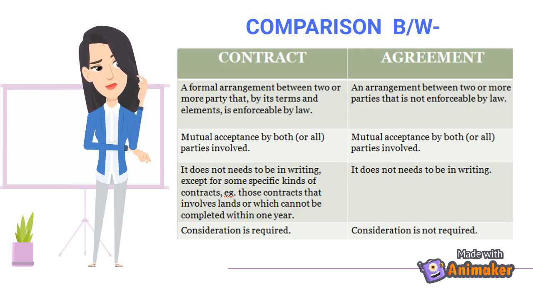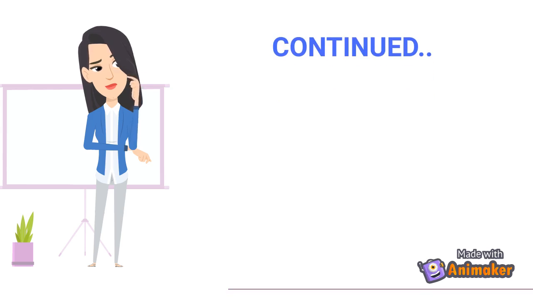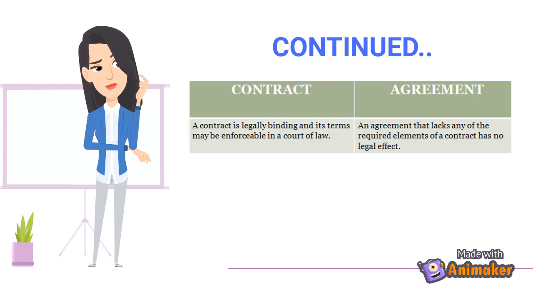Third, both contracts as well as agreements do not need to be in writing, except for some specific kinds of contracts, for example those contracts that involve lands etc. Fourth, consideration is required in a contract but not in an agreement. Fifth, a contract is legally binding and its terms may be enforceable in a court of law, whereas an agreement that lacks any of the required elements of a contract has no legal effect.